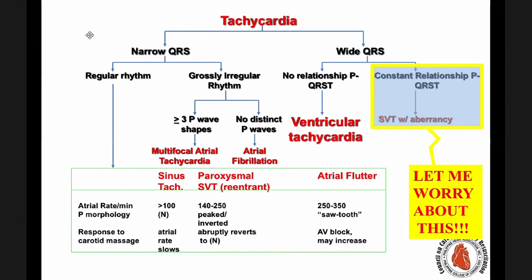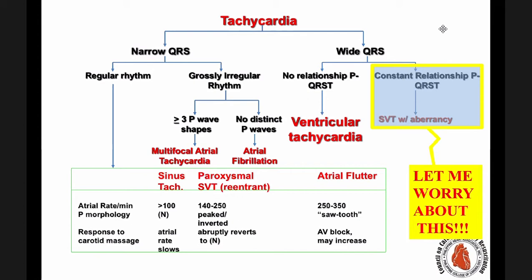So, pag narrow QRS complex, we divide it into either two. Alam nyo na yung either regular or irregular rhythm. Ibig sabihin yung R2R interval is pag regular siya, same. Pag irregular naman, magkaiba-iba yung distance. Minsan it's wide, minsan it's a little bit narrow. Okay? So pag regular, you have three differential diagnoses. It can be sinus tachycardia, it can be paroxysmal supraventricular tachycardia, or atrial flutter.